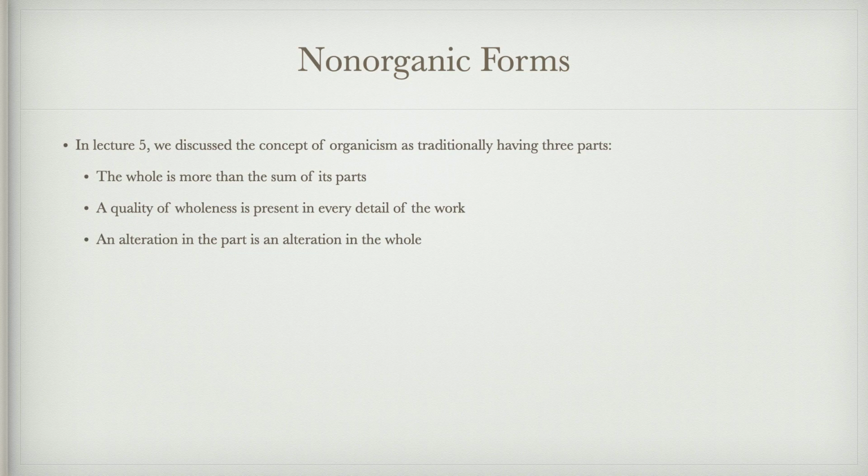I can't really get into this again, but I think it would be a good idea to review lecture 5 so that you can get a more in-depth understanding of this if you don't remember that. That was a couple lectures ago. So again, as a refresher, Schoenberg agreed with all but the last point. He didn't think that if you made one alteration in the part, you had to go and change the entire piece. But the traditional concept of organicism required those 3 parts.